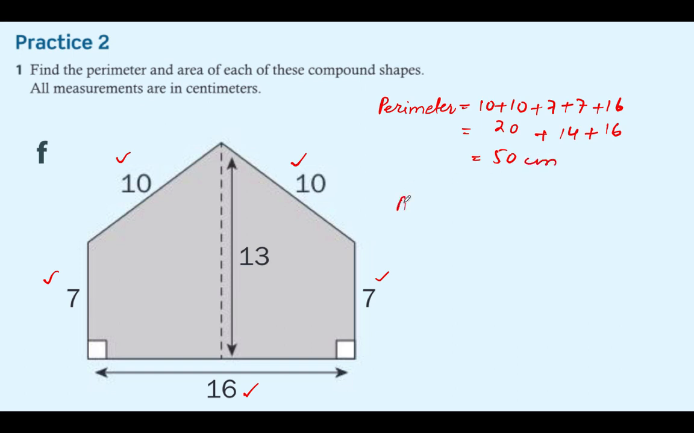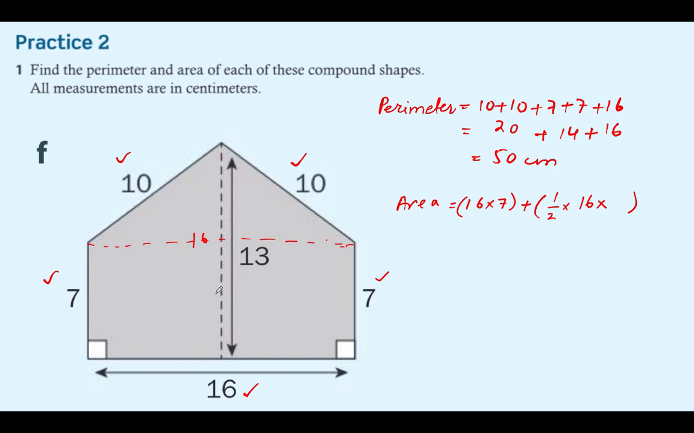centimeters. Now for the area, you can see that this shape can be divided into two shapes, that is a rectangle and a triangle. So for this rectangle, the dimensions are 16 and 7. So we can find area of rectangle by multiplying 16 and 7 plus area of this triangle. For this triangle, base will be 16 because this is parallel to the base of the rectangle. So half into base, which is 16, into height.